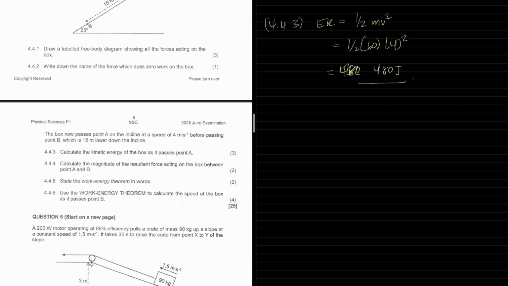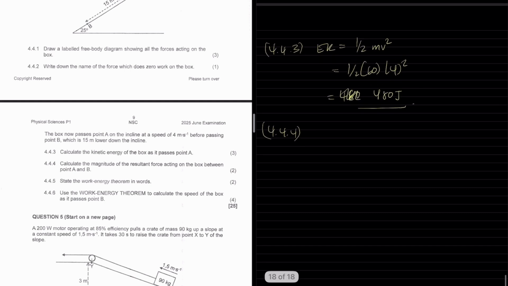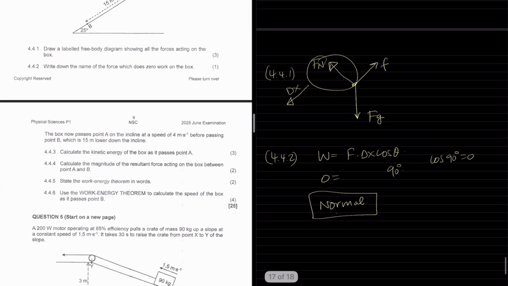joules. Okay, 4.4.4, calculate the magnitude of the resultant force acting on the box between point A and point B. So 4.4.4, if we go to our free body diagram right here, and we consider what is F net going to be. So this gravity actually has 2 components. It's going to have a component going here, that's FG parallel, and it's going to have a component going here, which is FG perpendicular.